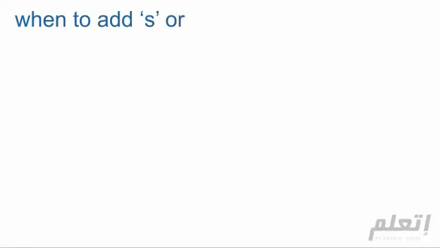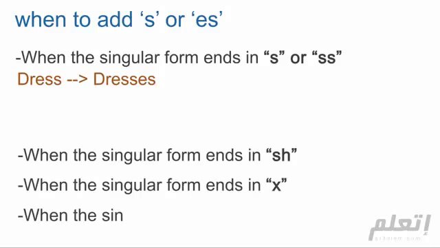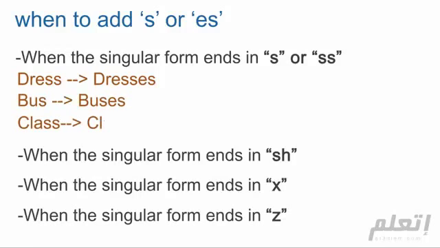Now, so what about ES? When do we add ES? Let me show you an example here. We add ES to words that end with these letters. Words that end with S, like dress, dresses. Words that end in SH. Words that end in X. Words that end in Z. Like when you say bus, that ends with S. Buses, class, classes, like that. So when we find words ending with these letters, instead of adding S, we add ES.